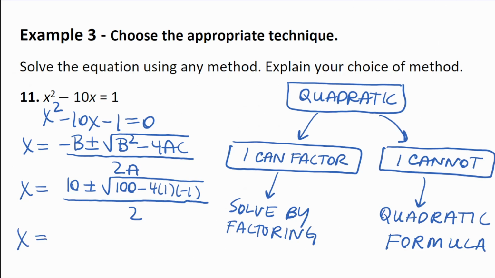So I'm going to say that it's 10 plus or minus the square root of 104, all divided by 2. And I chose the quadratic formula method because I couldn't factor.